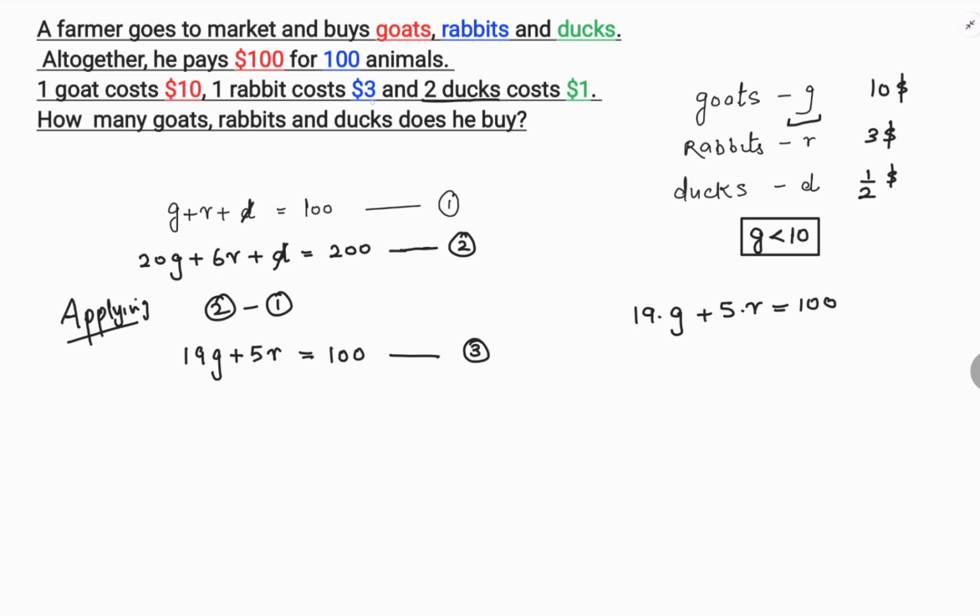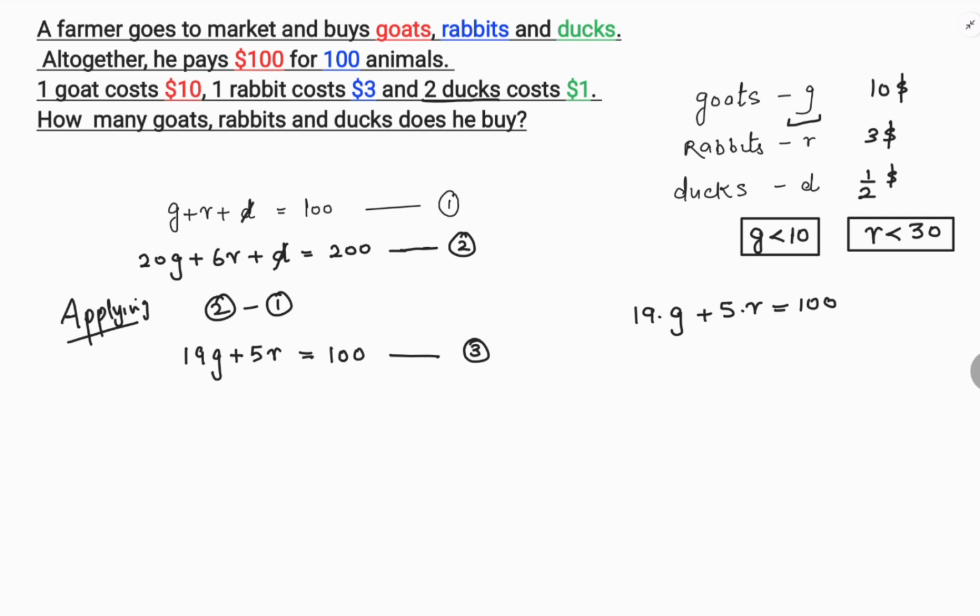So if he buys suppose 30 rabbits, okay, then he is paying what? 30 times 3, $90 for rabbits. Okay, but he has got goat as well, and he has bought ducks as well, right? So that means he can buy maximum of 30 rabbits, so rabbit is less than 30. He cannot buy more than 30 rabbits, because if he will buy more than 30, then what will happen? He won't be able to buy a goat, because 30 times 3 is 90 only, and he has only $100, right? So R is less than 30.